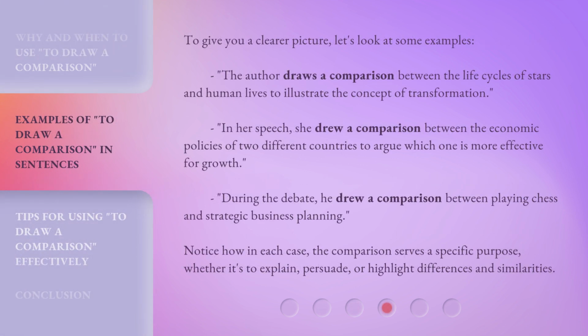To give you a clearer picture, let's look at some examples. The author draws a comparison between the life cycles of stars and human lives to illustrate the concept of transformation. In her speech, she drew a comparison between the economic policies of two different countries to argue which one is more effective for growth. During the debate, he drew a comparison between playing chess and strategic business planning.